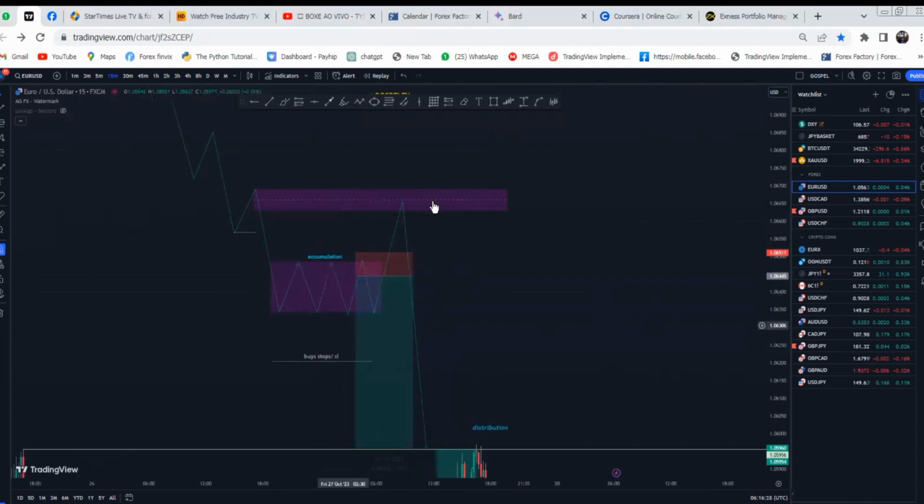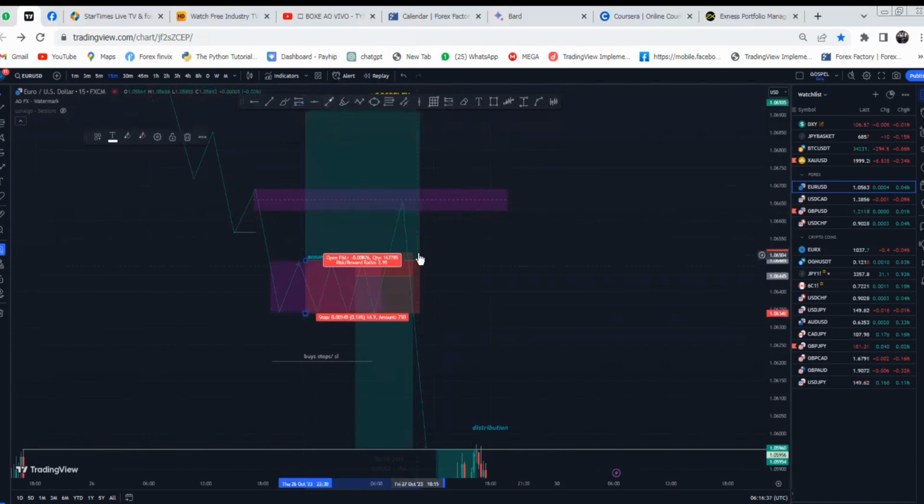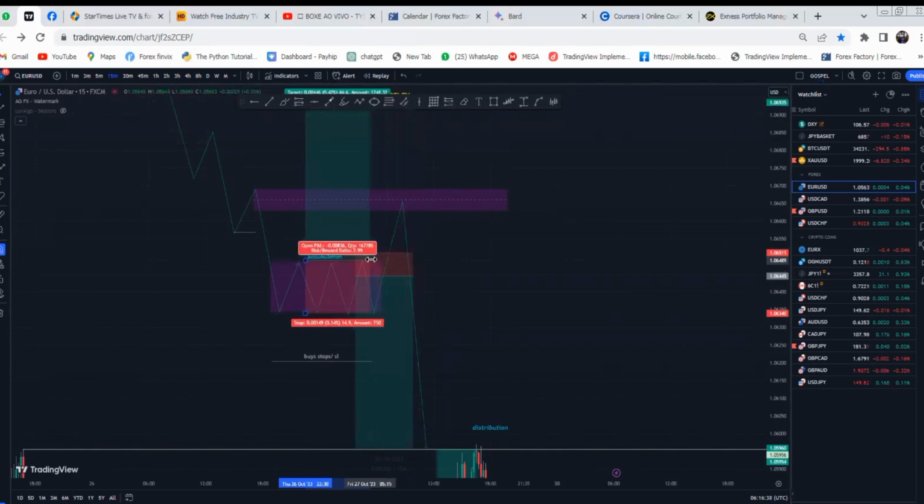Now, some traders are putting their buy stops here and putting their stop losses right down here, and they're targeting somewhere far right up there. Now, what the market is going to do is that it's going to activate their buy stops.